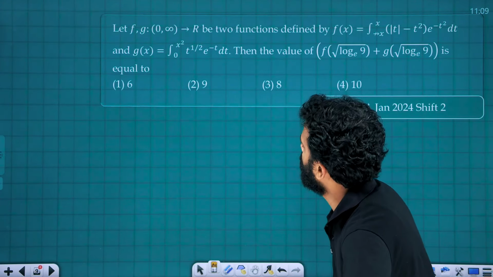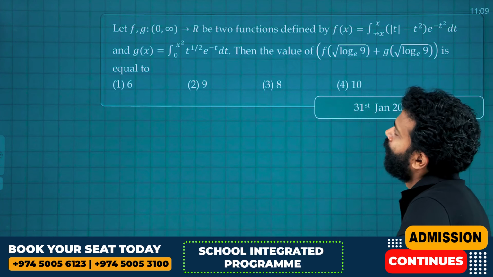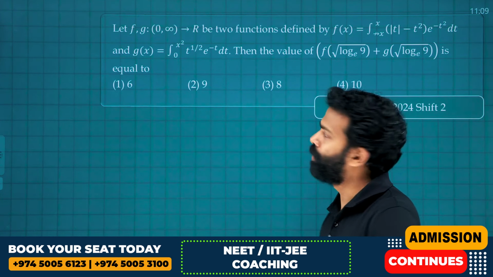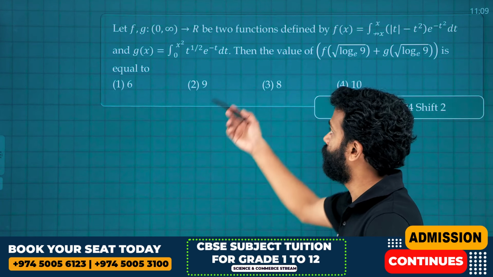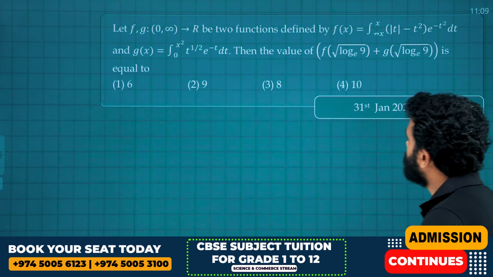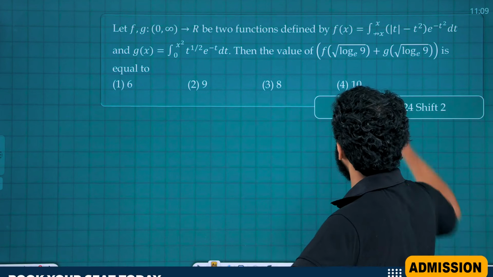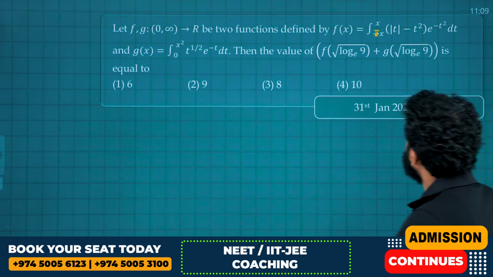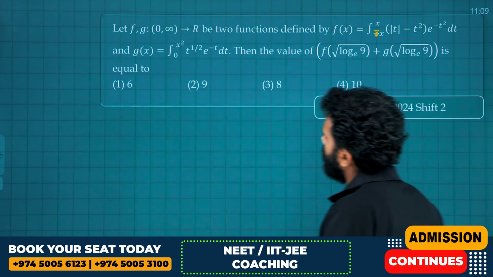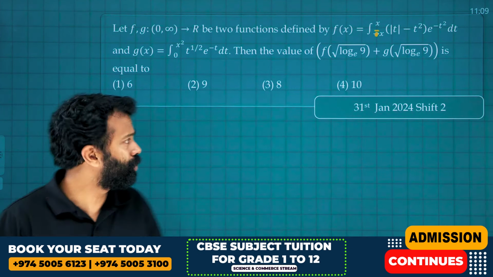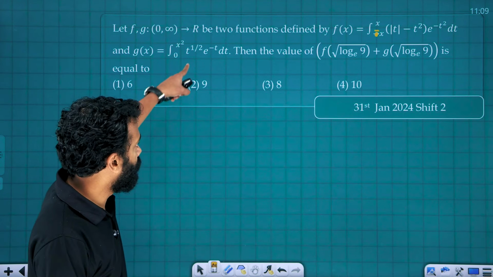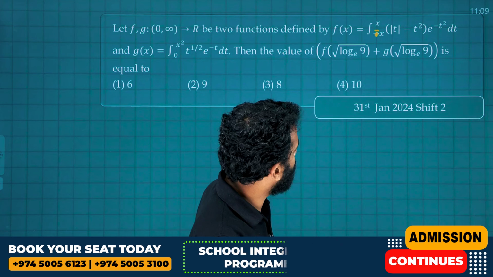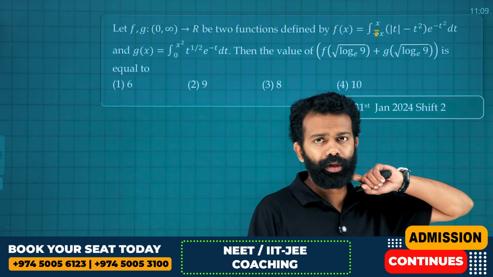A function f, g defined from real numbers to positive real numbers, that is 0 to infinity, to real numbers, be two functions defined by f of x is equal to the integral from minus x to x of mod t minus t square into e raised to minus t square dt, and g of x is equal to the integral from 0 to x square of t raised to 1 by 2 e raised to minus t dt, and you need to find the value of f of log 9 to the base e plus g of 9 log 9 to the base e, square root of.